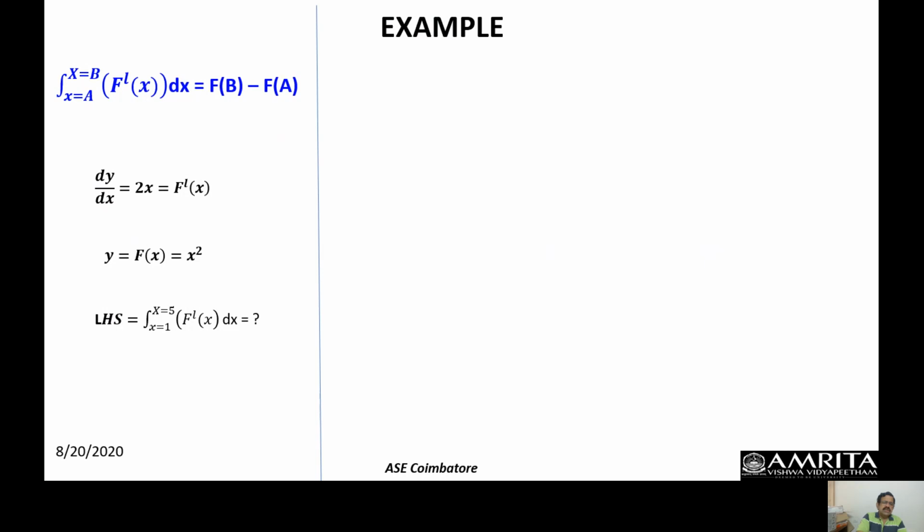So f dash of x. The right hand side is super simple because we don't have to break that path into several linear segments. Rather, we can straight away substitute, since we know f of x. So we can substitute: what is f of 5 minus f of 1? The moment I substitute, I get 24, because 5 power 2 is 25 minus 1 power 2, that is 1. So 25 minus 1 is 24. That is what we are getting.